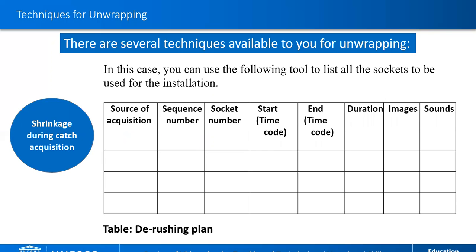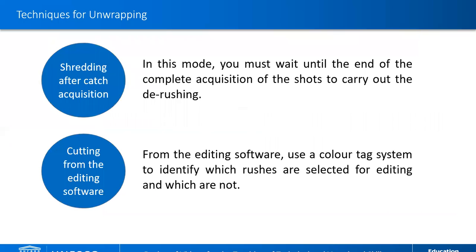For the derushing plan, you can consider source of acquisition, sequence number, shot number, start time code, end time code, duration, images, and sounds. Derushing after acquisition. In this mode, you must wait until the end of the complete acquisition of the shots to carry out the derushing.